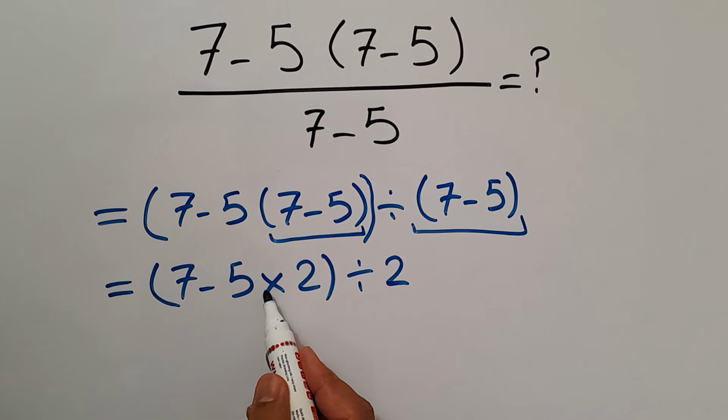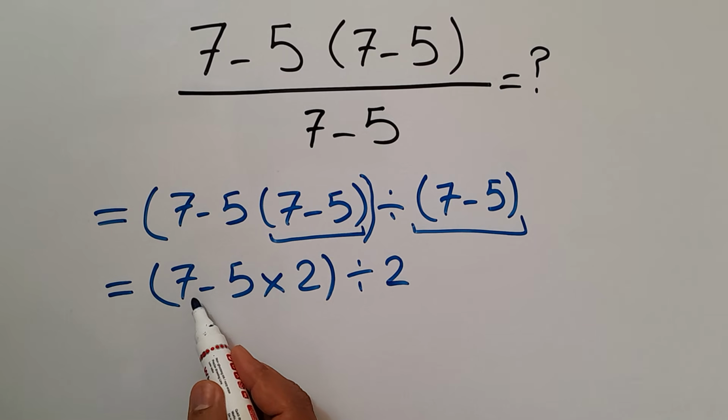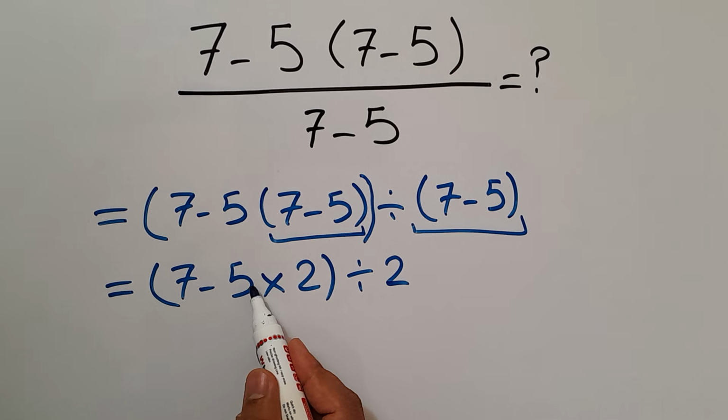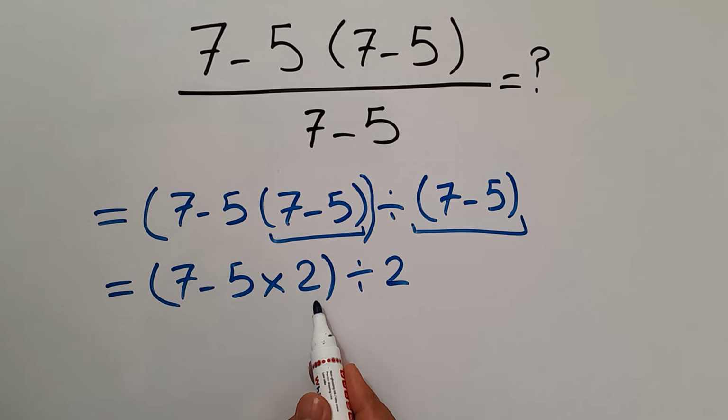As we know, according to the order of operations, multiplication has higher priority than subtraction. So first we have to handle this multiplication. 5 times 2 equals 10.